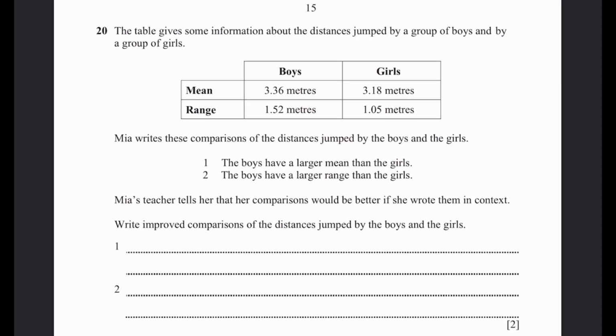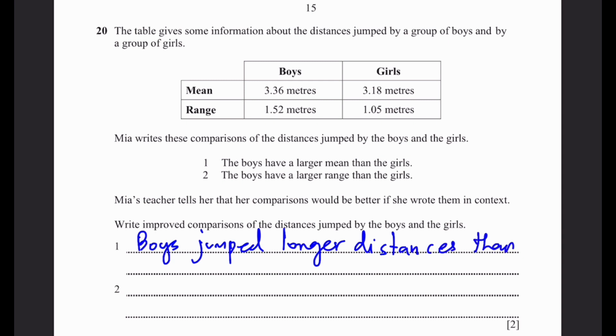Question 20. The table gives some information about the distances jumped by a group of boys and girls. Mia writes comparisons of the distances jumped by the boys and girls. Mia's teacher tells her that her comparisons would be better if she wrote them in context. Write improved comparisons of the distances jumped by the boys and the girls. So a larger mean means that the boys jumped a longer distance on average. Boys jumped a longer distance than girls on average.